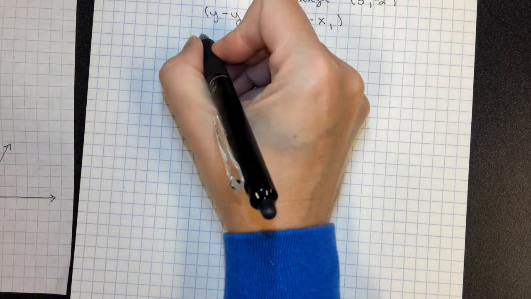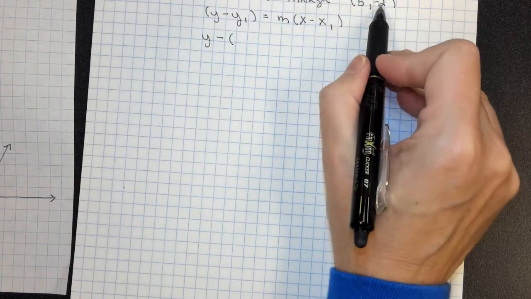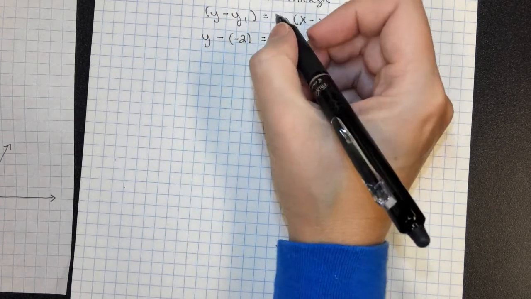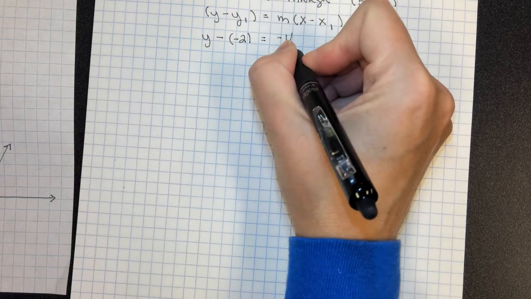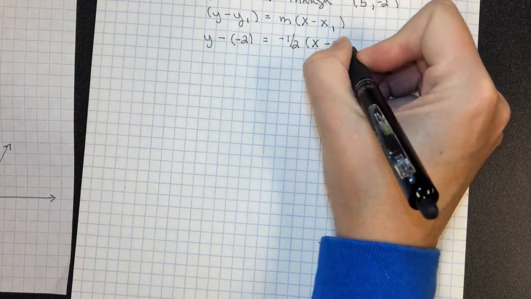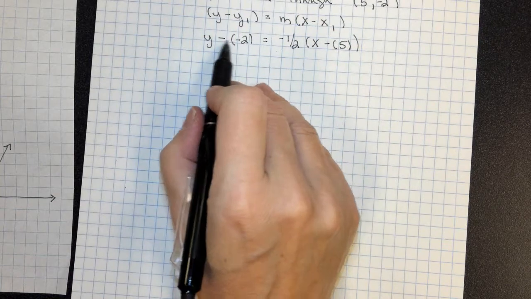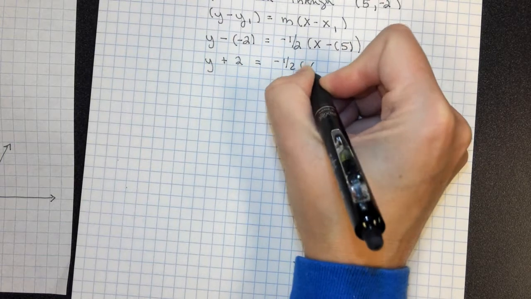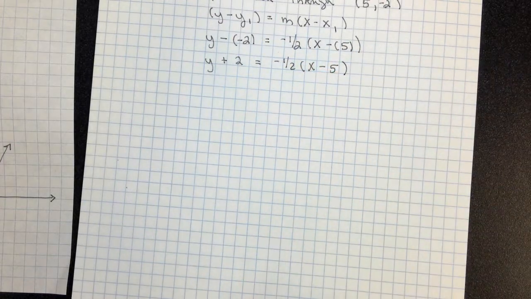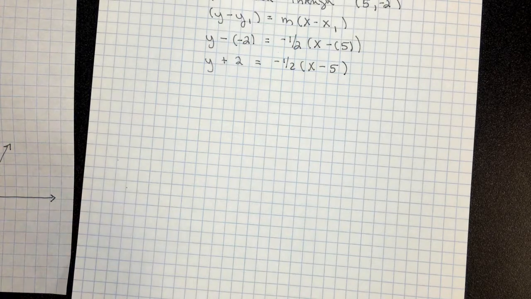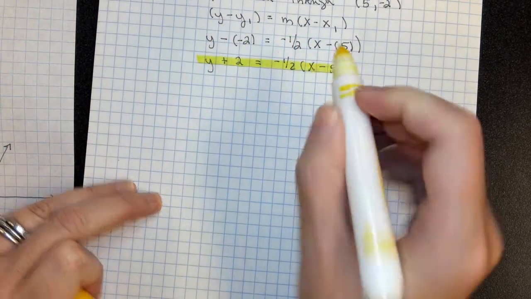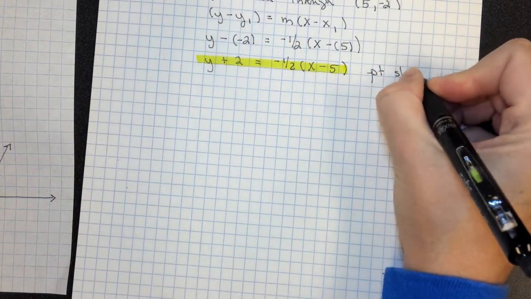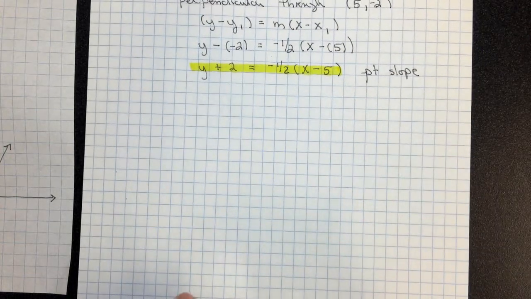So I'm going to come in and I'm going to say y minus y1 is -2 equals our slope from the other page, -1/2, x minus 5. I'm going to go through and simplify what I can. So I have y plus 2 equals negative 1/2 x minus 5. Now, what's important here is this step is the point slope equation. So if I needed to leave something in point slope, this is the equation I'm going to use. But I'm going to keep moving on.